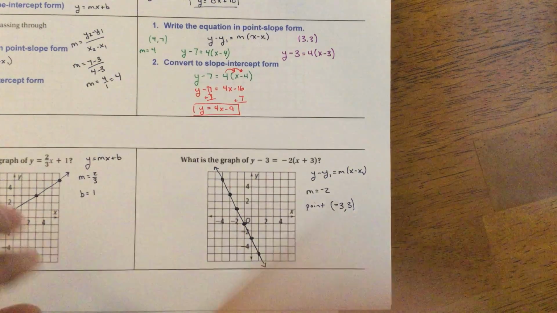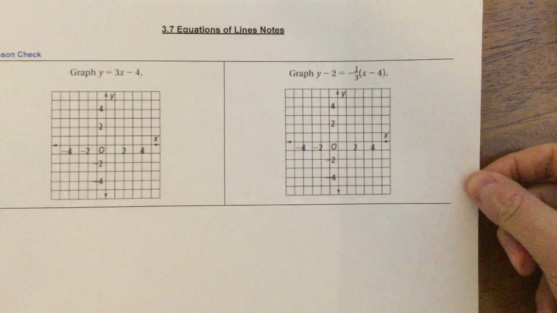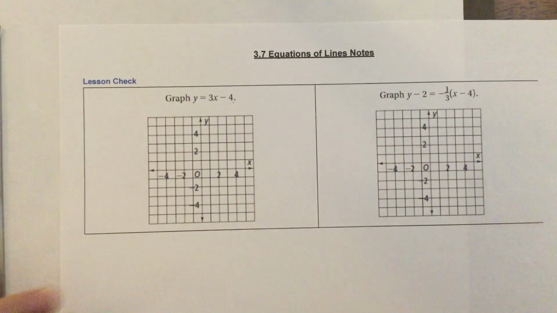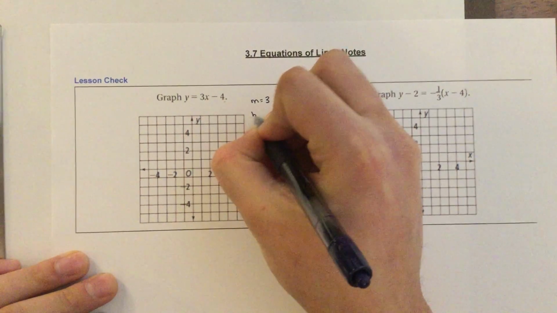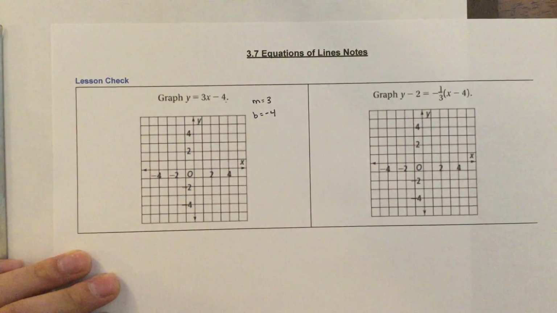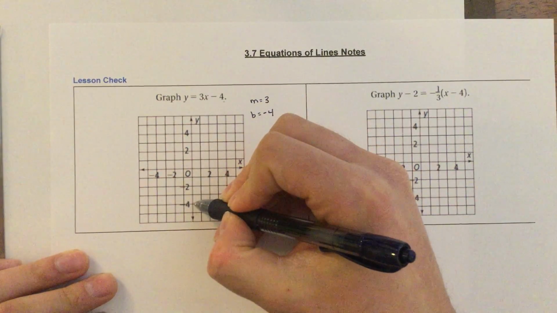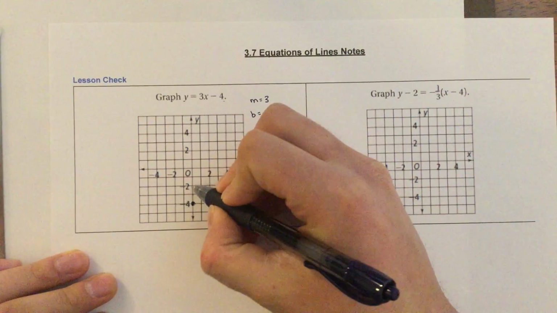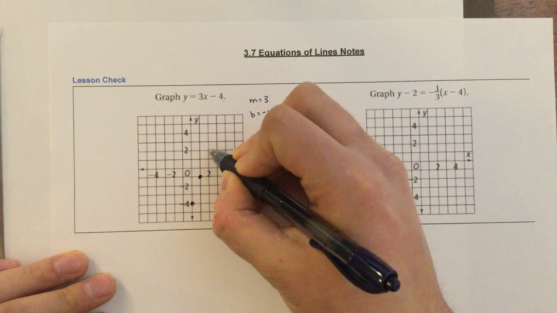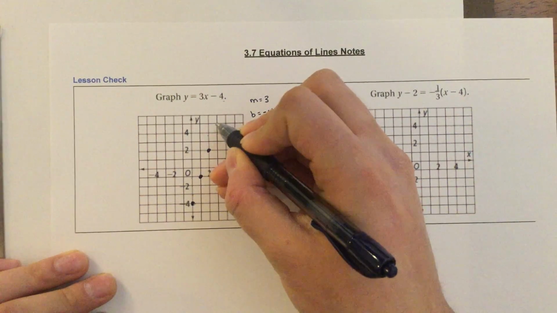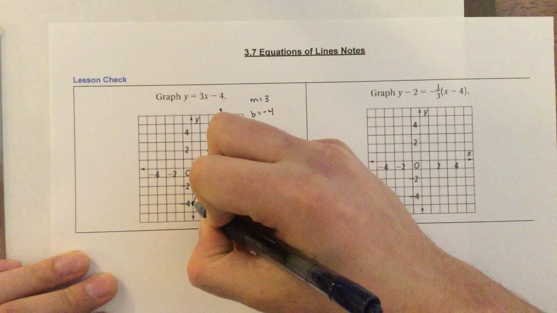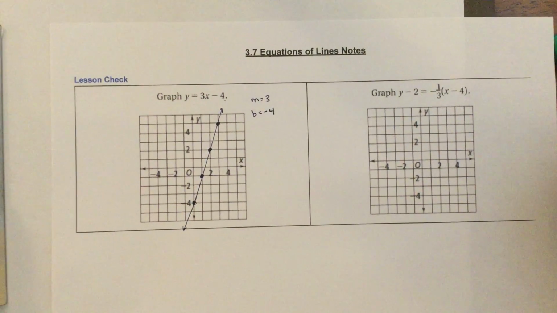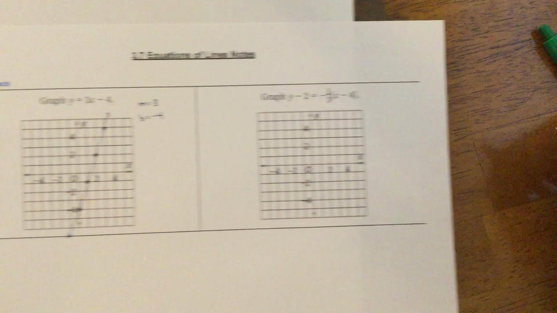All right. Let's look at a few more examples. Graph y equals 3x minus 4. The slope is 3. The y-intercept is negative 4. So I'm going to start at a y-intercept of negative 4, go up 3 over 1. That's a good line. Let's look at this one.